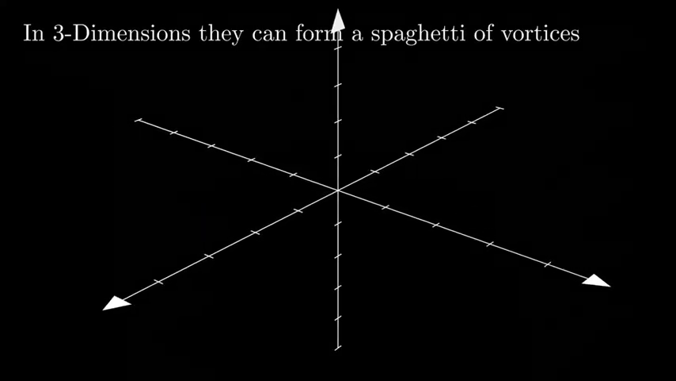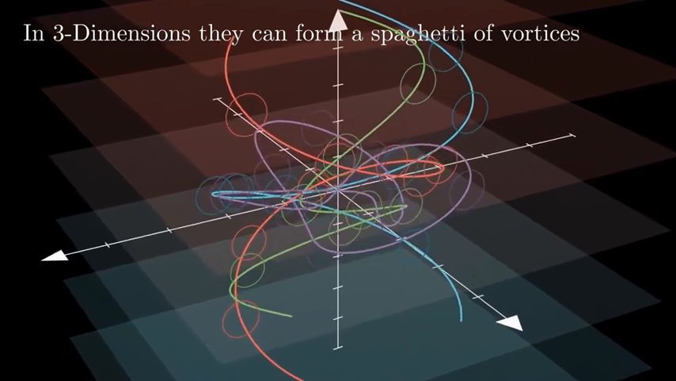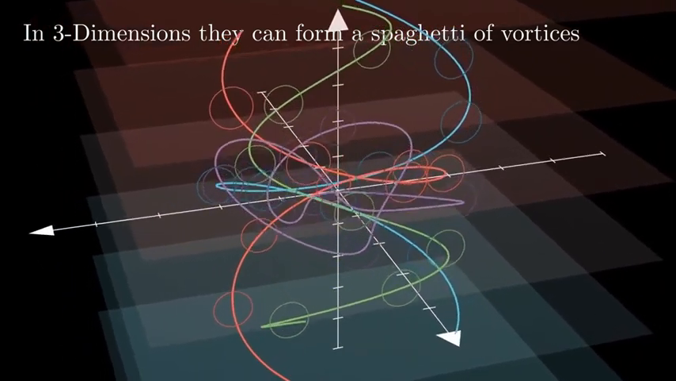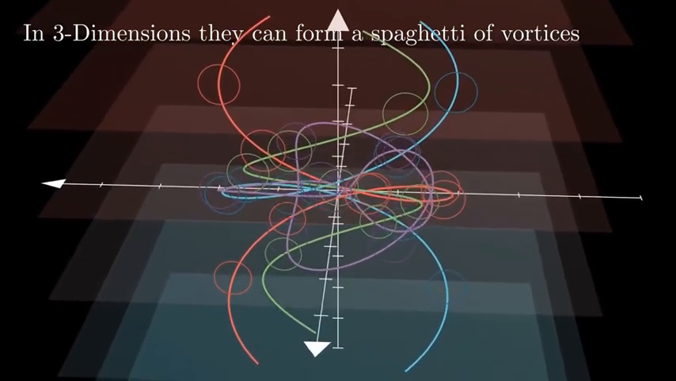In 2 dimensions, their cores are simply points, but in 3 dimensions, their cores can be curves, and they can form what is known as a spaghetti of vortices, which has its own complex dynamics. We shan't be covering those here. We focus on static fields in the global theory.